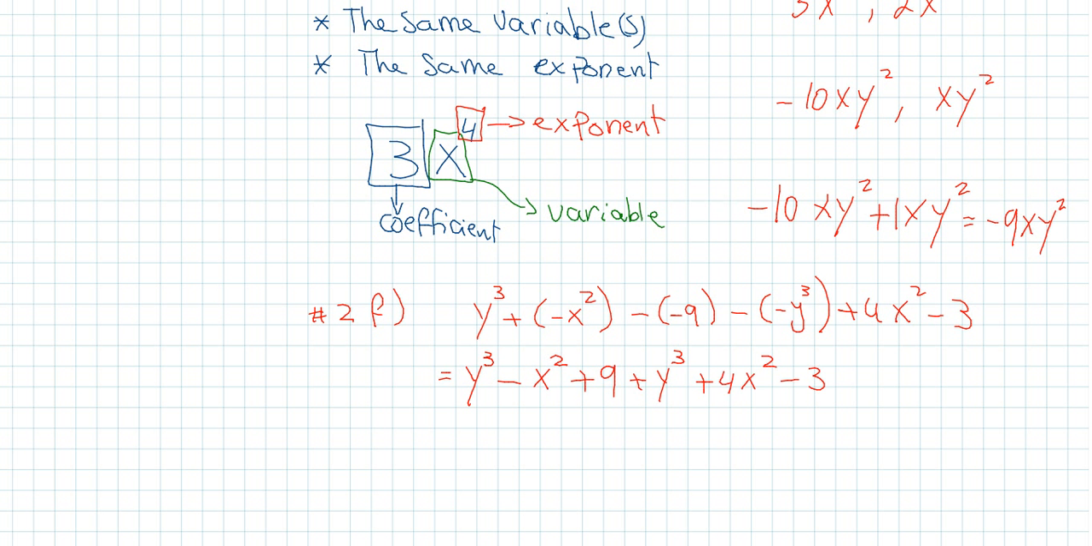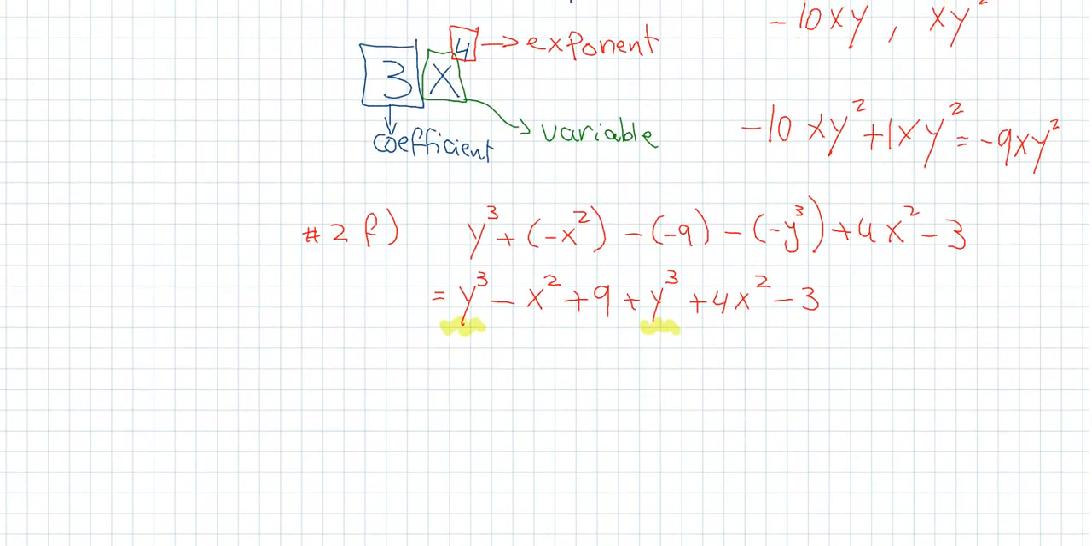Terms are y cubed plus y cubed. That's right, because they have the same variable and the same exponent. So what does that give me? Y cubed plus y cubed is what? 2y cubed, because you're not adding your exponent. You're adding your coefficient. So that's a 1, and that's a 1. That gives you 2. Okay?